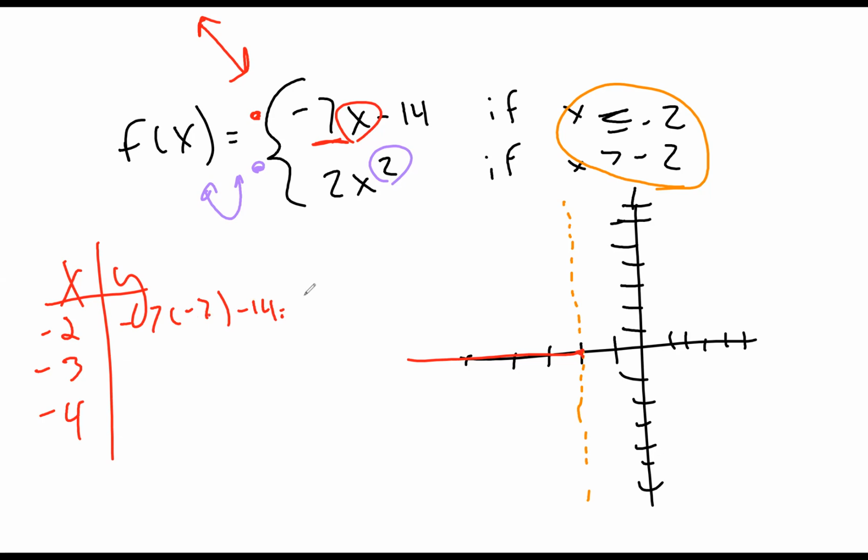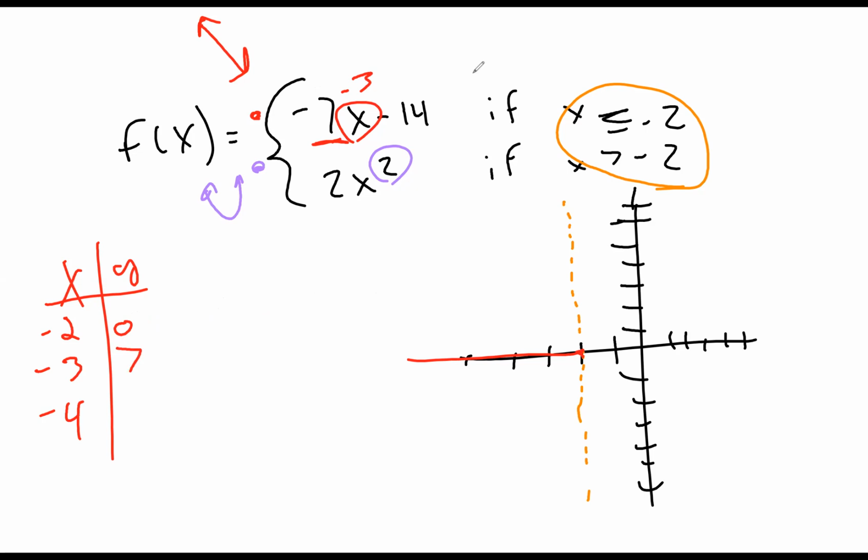Well, -7 times -2 is positive 14. And 14 minus 14 is big fat 0. And so I'm going to get the point -2, 0. And I'm going to have to erase this because I'm definitely not going to have enough space. So -2, 0. If I put a -3 right here, that's going to give me -7 times -3, which is a positive 21. And if I minus 14, that's going to give me a positive 7.